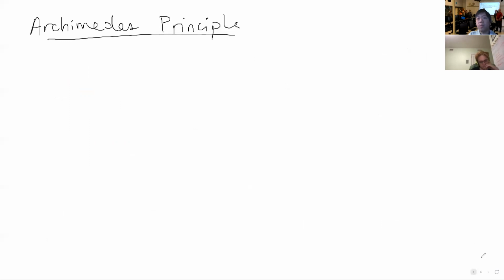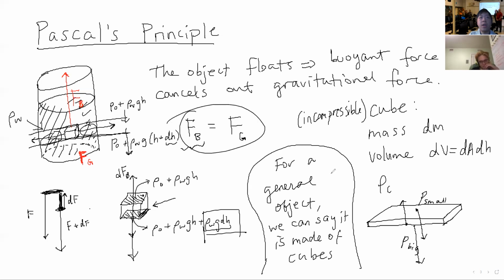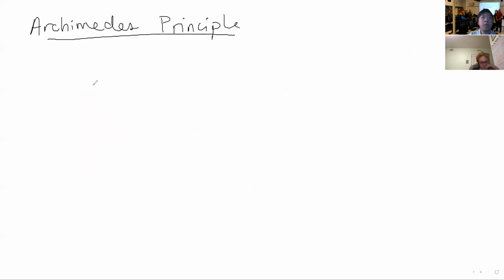Okay. Now we're going to do the Archimedes principle, right? Which is the last thing, but extended. So we're actually going to continue this, right? We know that FB has to be equal to FG for it to float somewhere in the water.